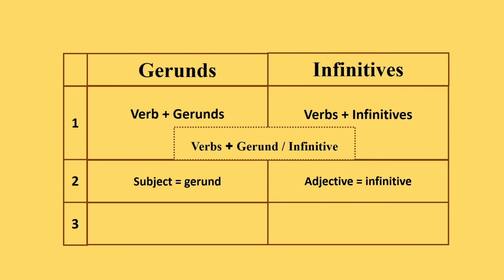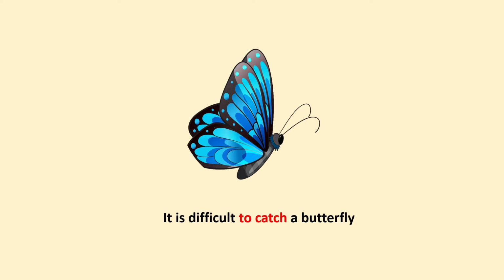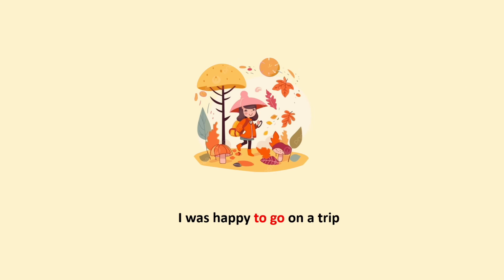After an adjective, we usually use an infinitive. For example, it is difficult to catch a butterfly. I was happy to go on a trip.